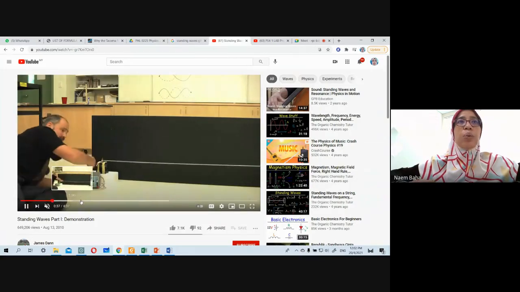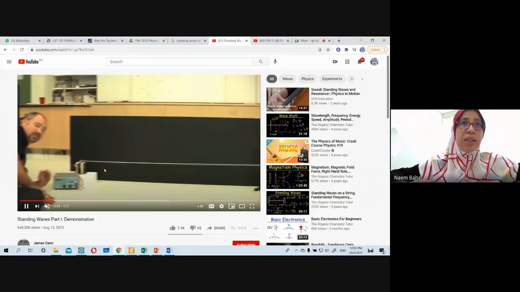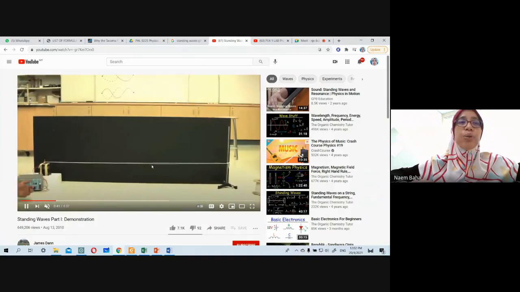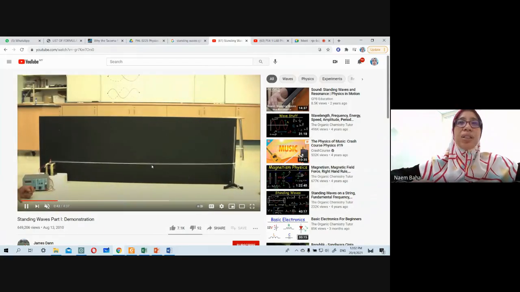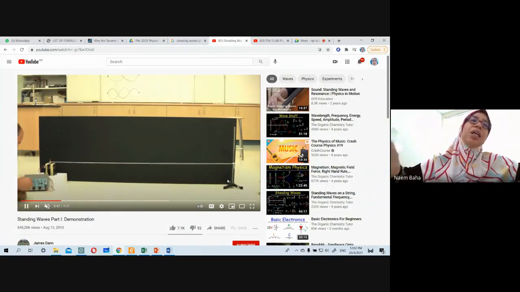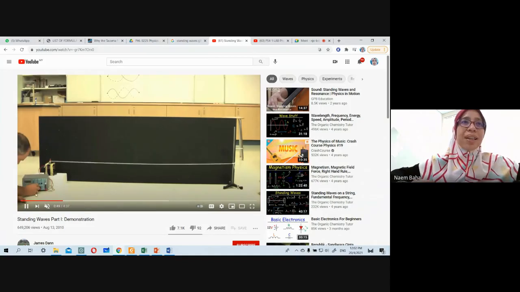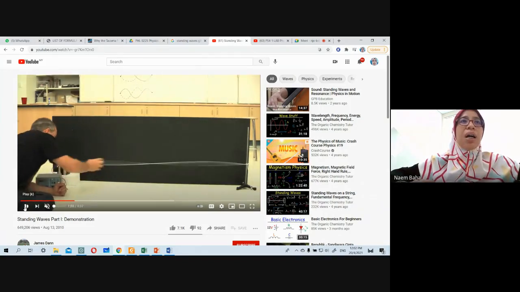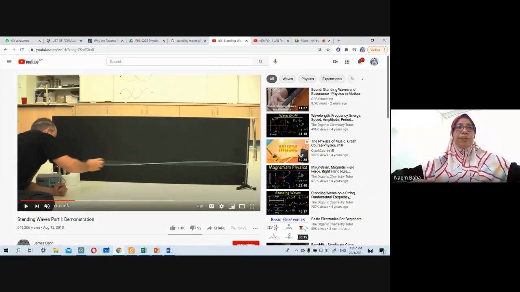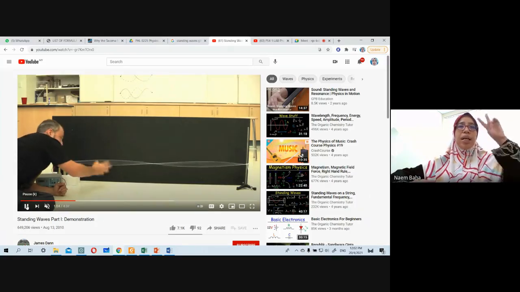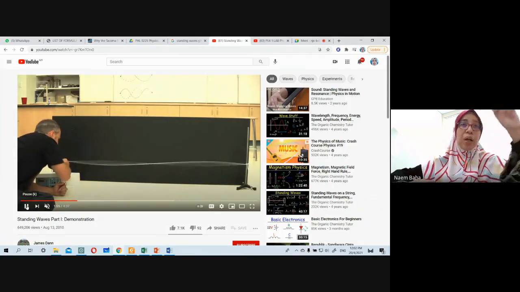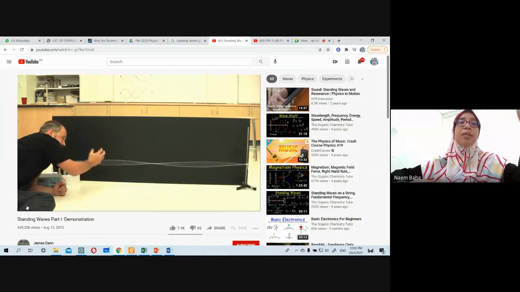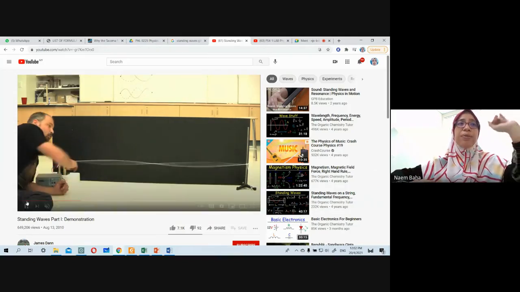So he is sending a wave by using this vibrator. The wave travels through the string and is sent to another pole here, and then it gets reflected. Never mind. But what I'd like you to see is that there are two traveling waves that overlap and interfere with one another in this figure.